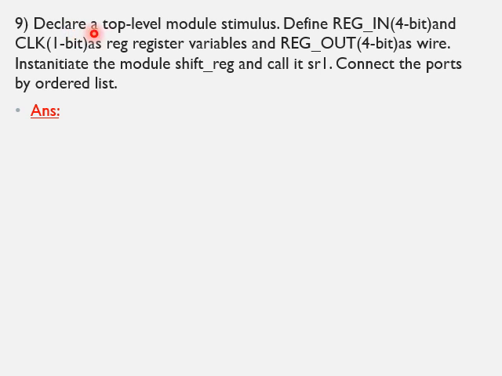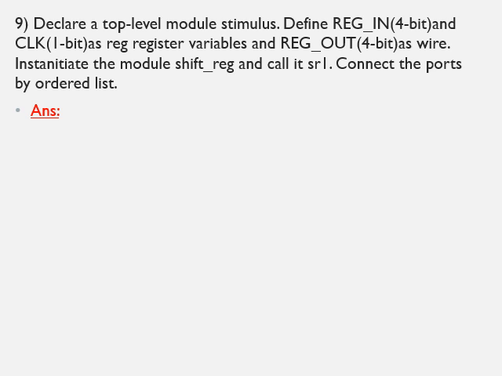Question number 9. Declare a top level module stimulus. Define register in 4-bit and clock 1-bit as register variables and register out 4-bit as wire. Instantiate the module shift register and call it SR1. Connect the ports by ordered list. Okay, so here you have to declare a top level module, that is the stimulus module with the name stimulus, and instantiate the module that we have just declared in the previous question.